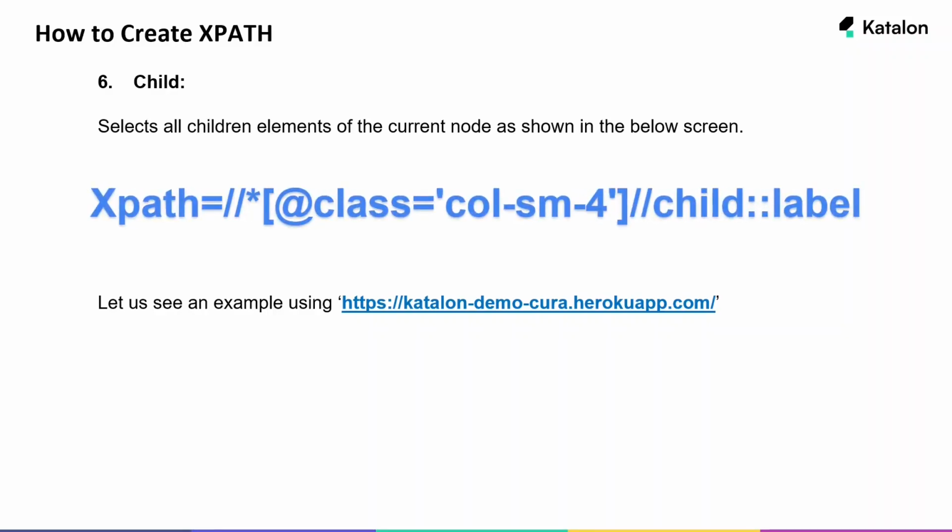Okay, so what is our syntax? Forward double slashes, your node or tag name, open square brackets, your attribute name equal to attribute value, and again close your square brackets. Now you need to again provide double forward slashes. Here you want to specify child. Earlier we specified ancestor, following, right? Here you need to specify the child and the tag name that you are looking for. Okay, let us see one example.